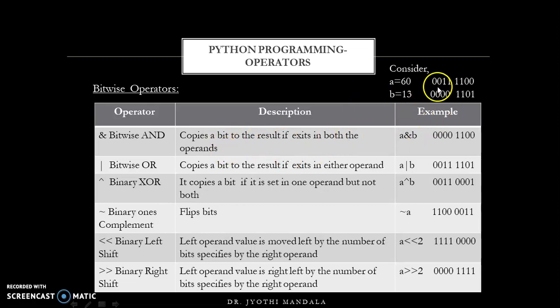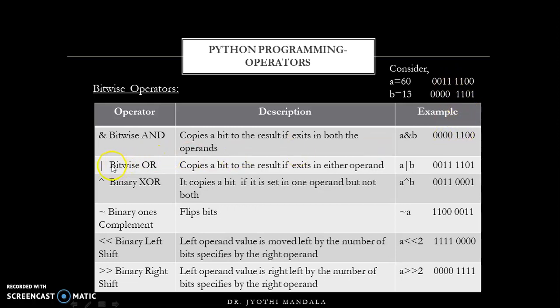Then what happens here? 0 bitwise 0 is 0. 0 bitwise 0 is 0. 1 bitwise 0 is also 0. Here you will get an output of 1. If both the bits are 1, then only you will get an output of 1. Observe here, these two are 1, so you are getting 1. Whenever you are applying a bitwise AND operation, if both the bits are 1, then only you are getting 1.